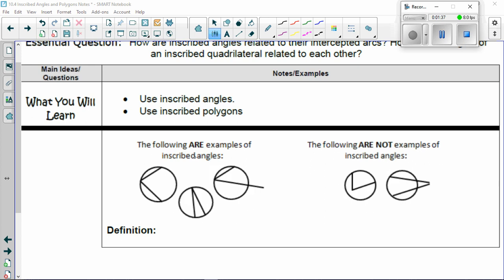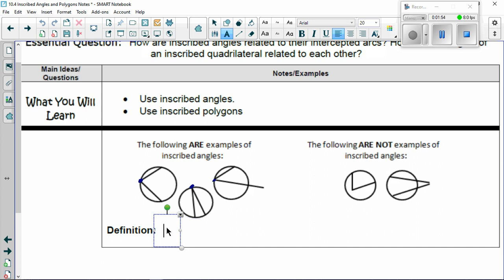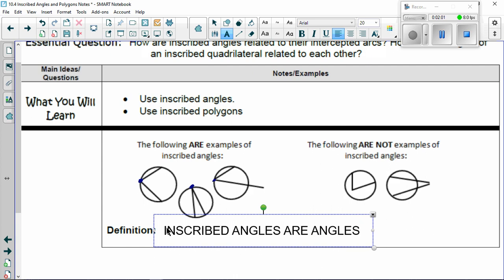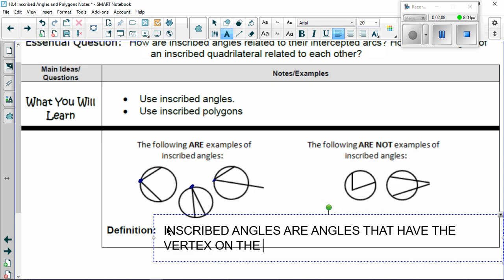An inscribed angle, by definition, is an angle whose vertex is on the edge of the circle. So I'm going to type that where it's not unreadable. Definition: inscribed angles are angles that have the vertex on the circle's edge.